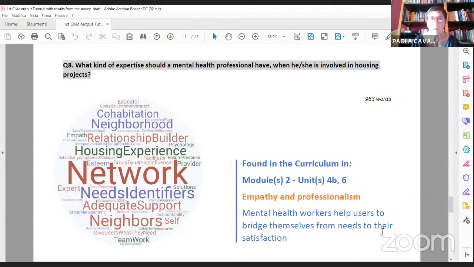The question number 8, what kind of expertise should a mental health professional have when he or she is involved in housing project? The answer underlined network, housing experience, needs identifiers, adequate support, neighbors, give users what they need, teamwork, cohabitation, empathy, communication on mental health issues, psychology, housing experience, and so on. Empathy and professionalism. Mental workers help users to bridge themselves from needs to their satisfaction.